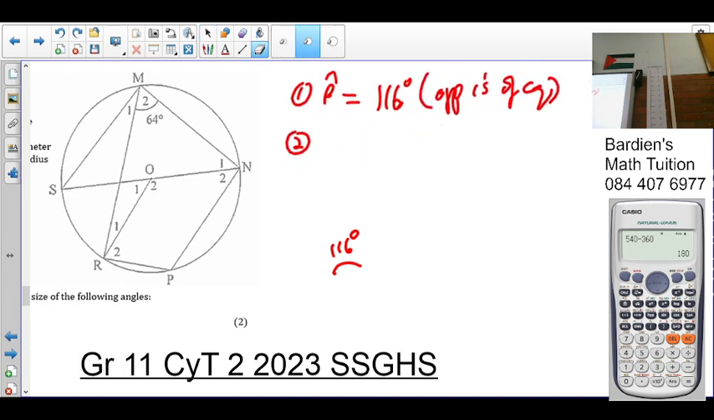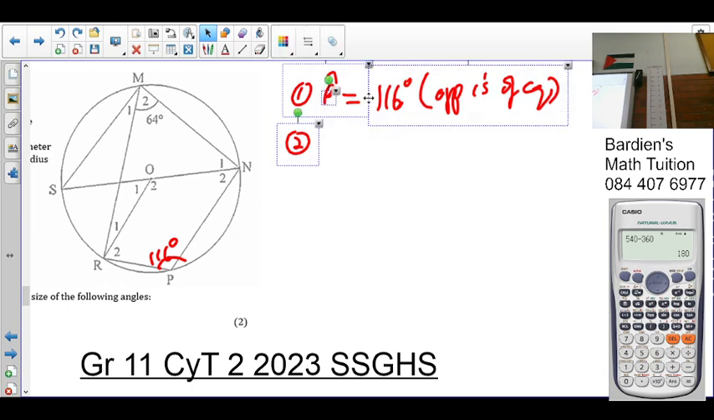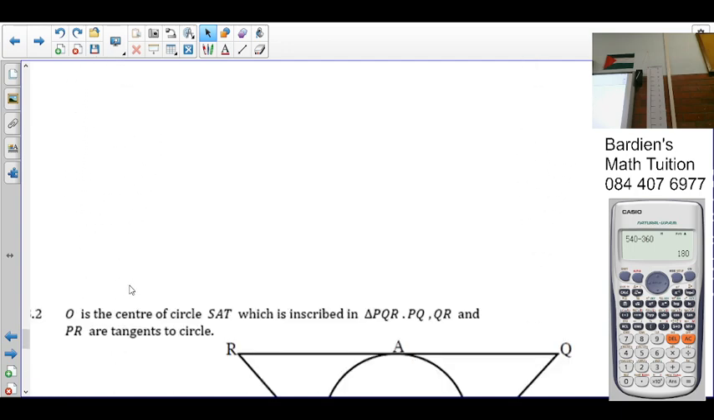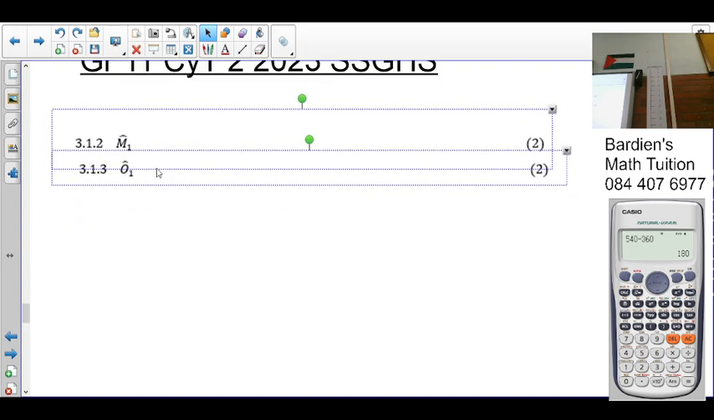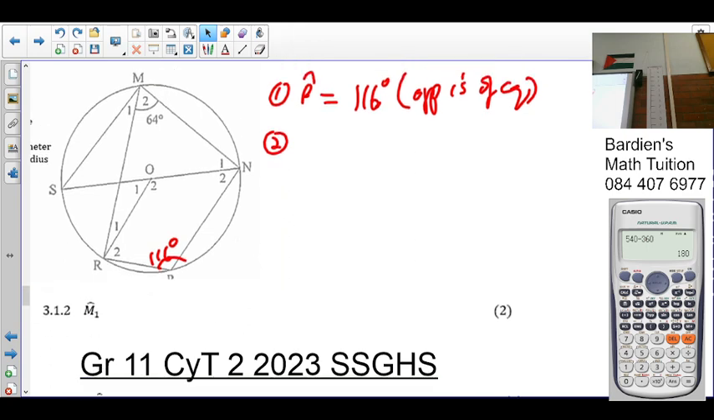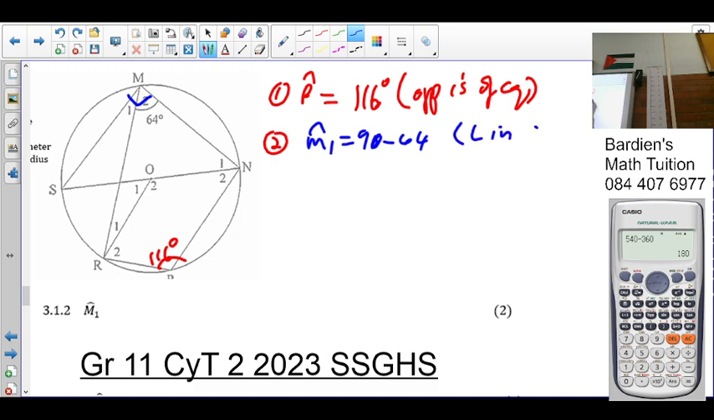Okay, look at number two. They want you to work out M1, then O1. Okay, M1. We spoke about that as well, not so? So M1 is equal to 90 minus 64 degrees. Why? Angle in semicircle. So 90 minus 64 is 26 degrees. Okay. Any confusion there?